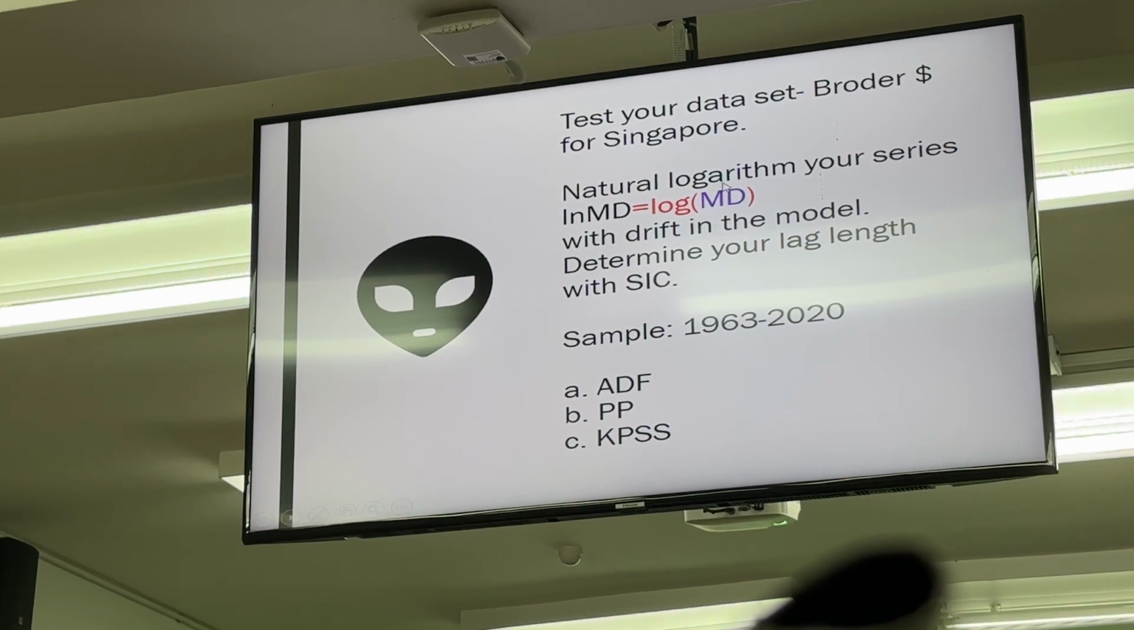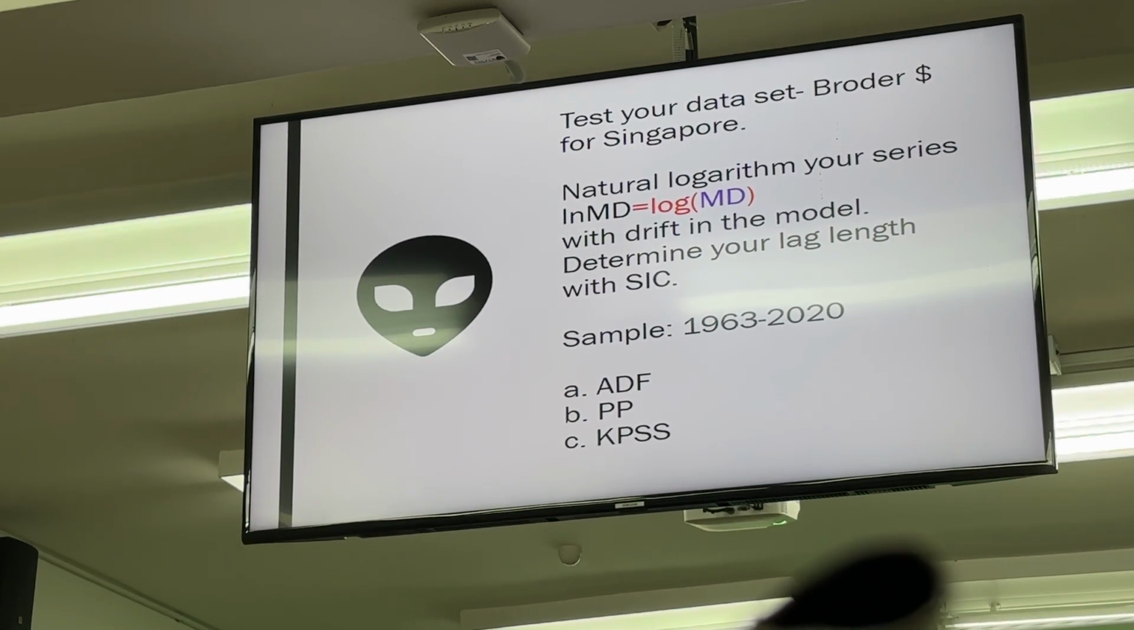The purple color is the variable name in your Excel sheet. The variable name in your Excel sheet is called MD. The black color here is the new name. You can give any name, but to be consistent, I put LNMD. You can put Doraemon, you can put Pikachu also, but I put LNMD. So this is the way for me to put in the command.